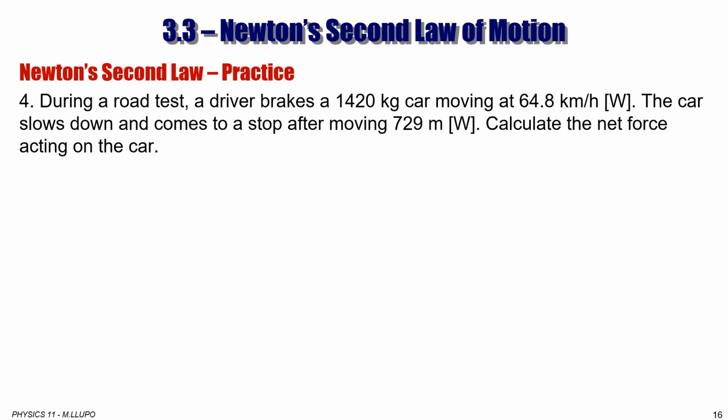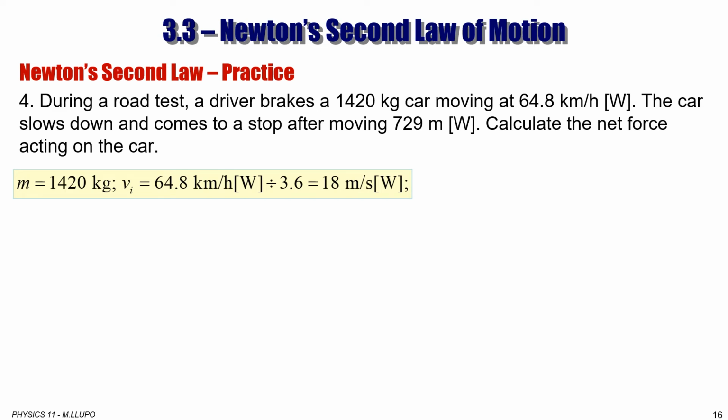1,420 kilograms is a standard unit, but 64.8 kilometers per hour is not. And the distance, or displacement, is 729 meters, which is a standard unit. So the first thing we need is to convert. Initial velocity is 64.8 kilometers per hour, which makes 18 meters per second.